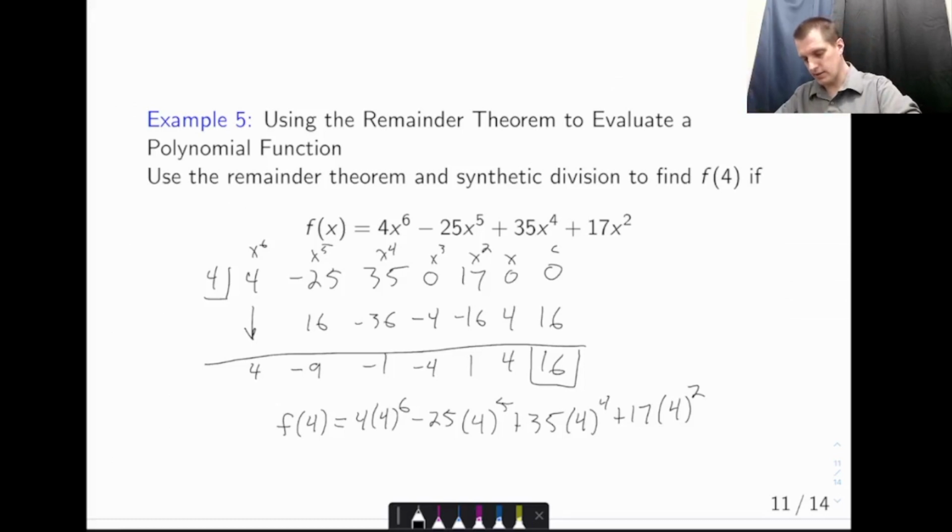Okay, so all this ends up equaling 16. So that's the remainder theorem. If you evaluate the function at a number, in this case 4, it will give you the remainder of if you were to divide it using synthetic division by that number. This could be a quick way to check for zeros without having to do a whole bunch of synthetic division.